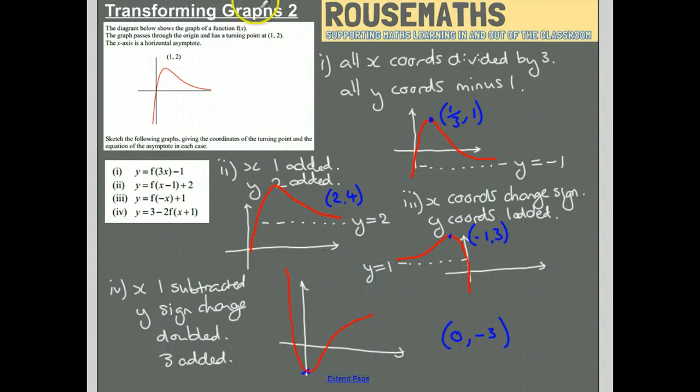Now, if we just try and find our asymptote now. So our asymptote would have first of all been 0. If we change the sign, that makes no difference. If we double it, makes no difference. But then it has 3 added. So that's our graph there. I hope that adds to the knowledge from the previous video and gives you a better insight into transforming graphs where there's more than one transformation going on.